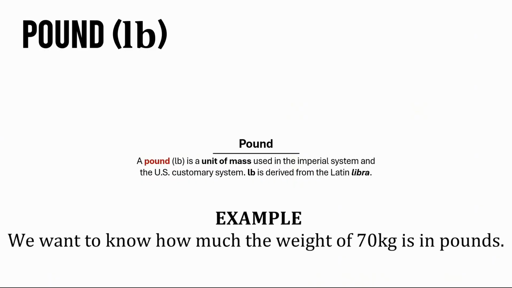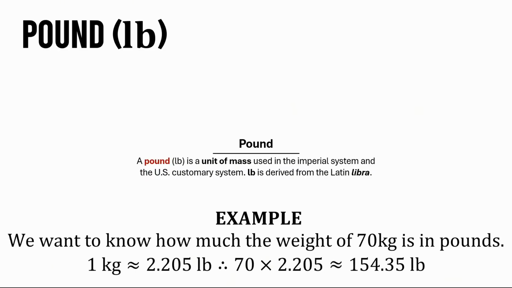Example. We want to know how much the weight of 70 kilograms is in pounds. We said 1 kilogram is approximately 2.205 pounds, and this 3 dot symbol means therefore. So therefore, 70 times 2.205 pounds is approximately 154.35 pounds.